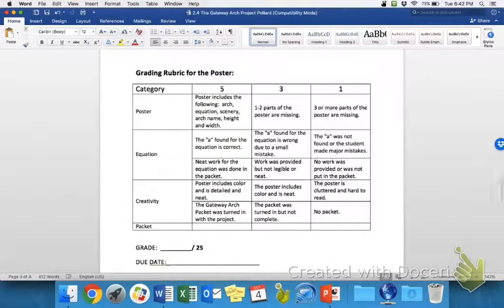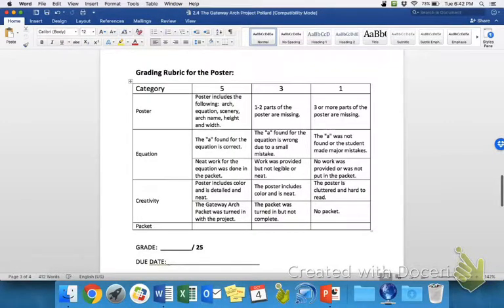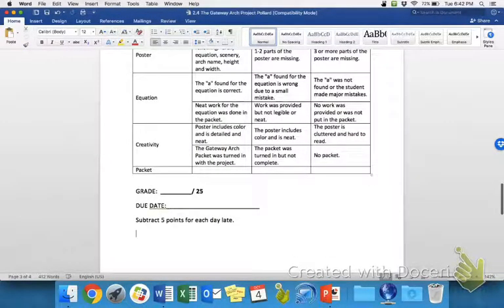So here's our grading rubric. Make sure you read through this. Notice that I've changed it. I took out one row and now it's only out of 25 points. Your due date is Monday, October 10th. Make sure you write that on here. And I'm subtracting 5 points for every day that it's late. So do not let this project be late because that's a lot of points to subtract each day.